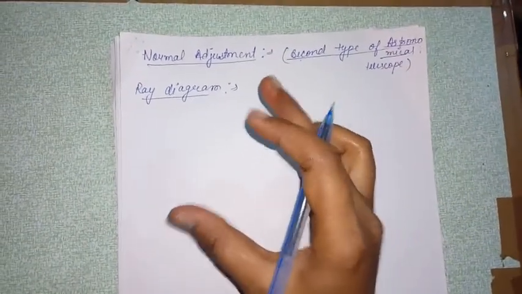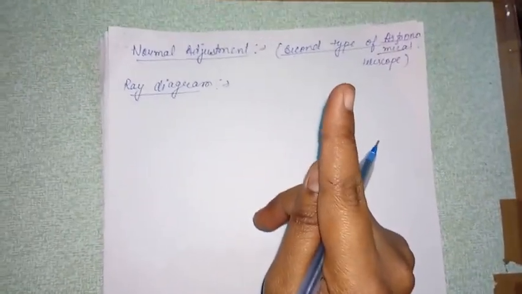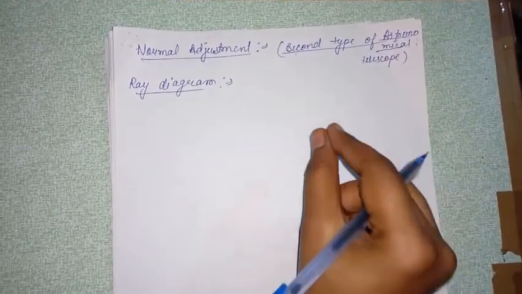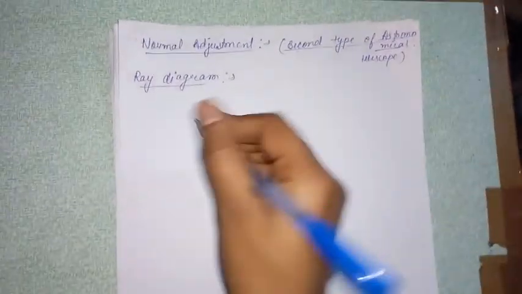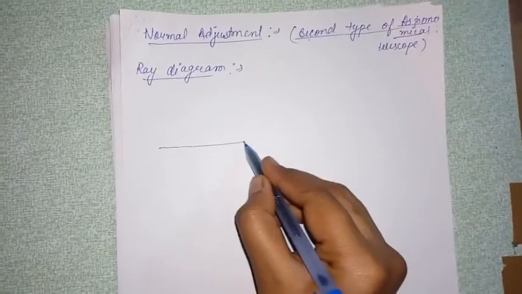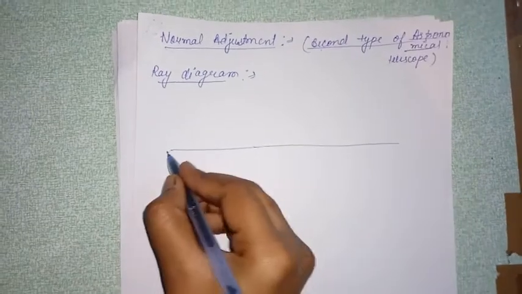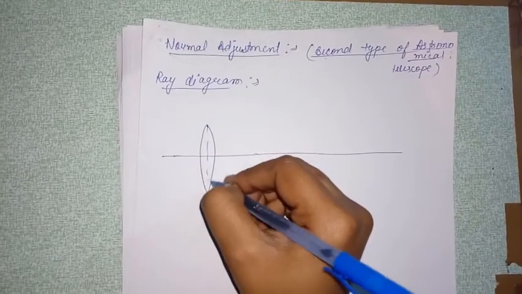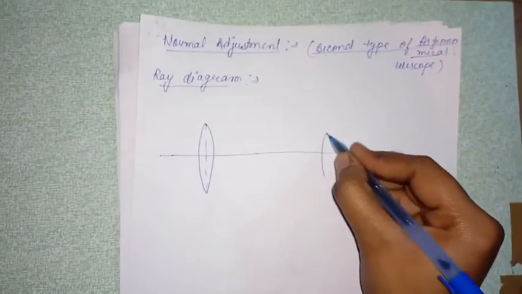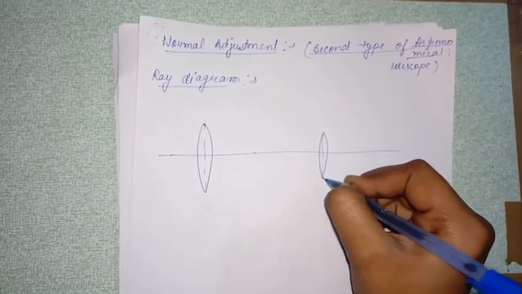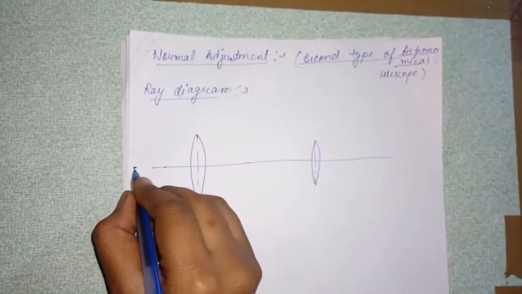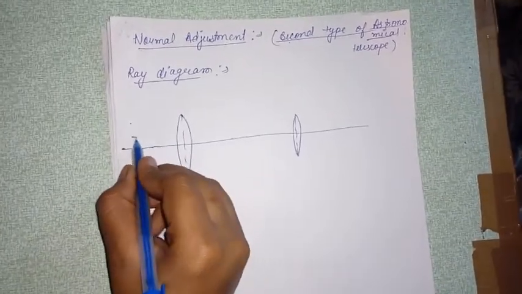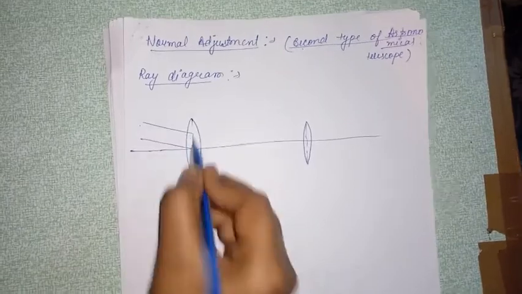Similarly, in this, we take two lenses. One is the objective lens of large aperture and large focal length, and the eyepiece lens of small aperture and small focal length. So we will draw our principal axis. Here is the objective lens and here is our eyepiece lens. The object is at infinity. The rays are coming from the object.